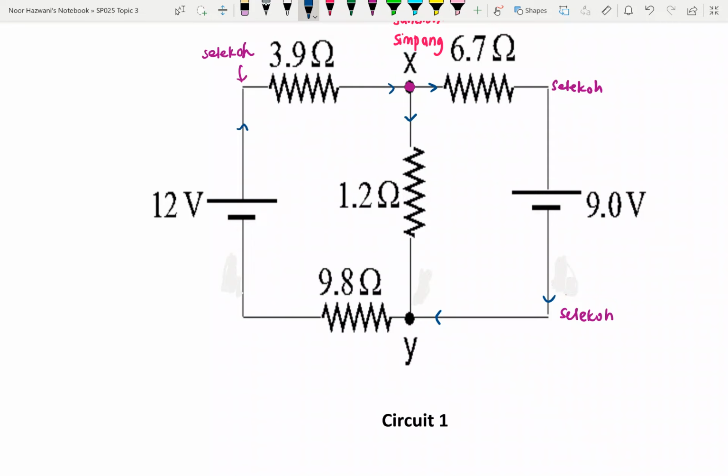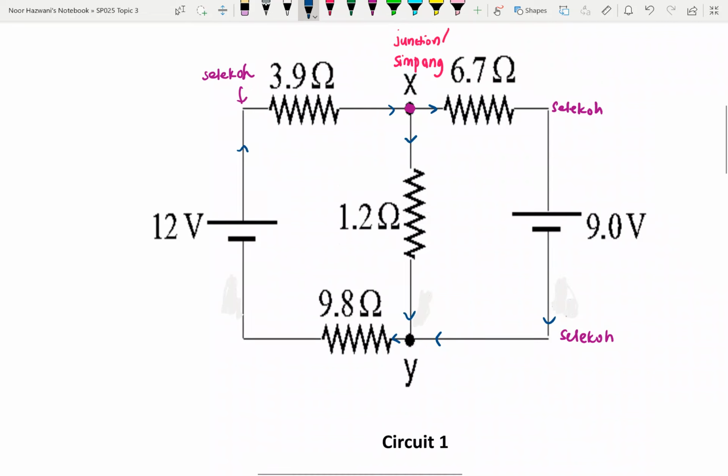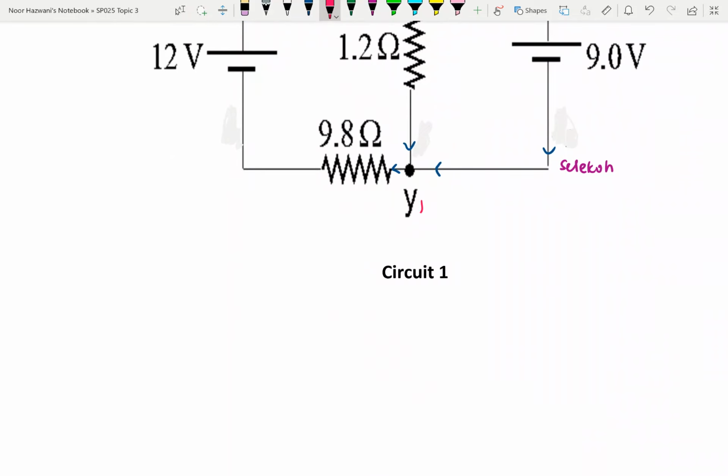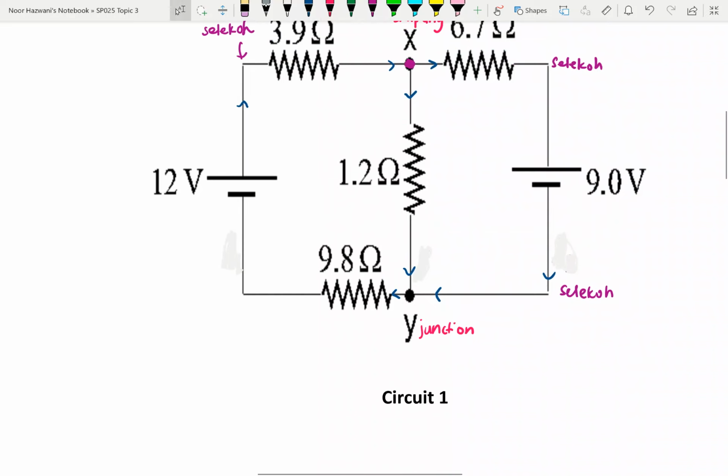So that thing, ini current dia turun lah, so dia boleh pergi sini lah. So maksudnya bila current jumpa simpang, dia ada choice, ada lebih daripada satu jalan yang dia boleh lalu. Itu baru kita call it as the junction. So in this circuit we only have two junctions lah.